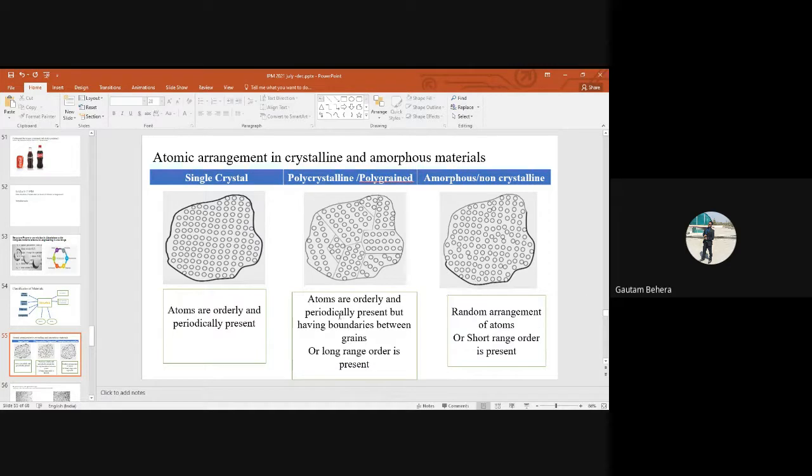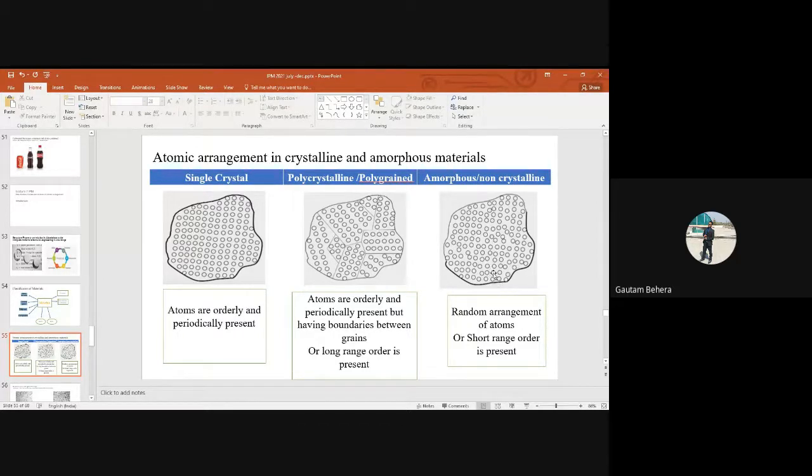Another interesting point you have to remember is that in a crystalline material, whether it is a polycrystalline material or a single crystal material, a long range atomic arrangement will be present, right? But in the case of amorphous or non-crystalline material, a short range order arrangement will be there. You can see the atomic arrangement can be ordered in this material, but that is only up to a short distance.